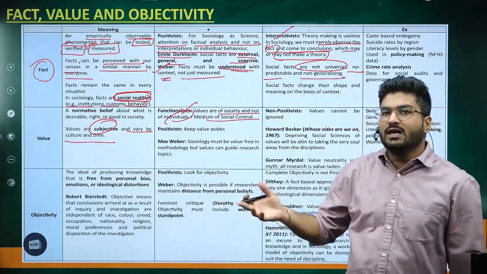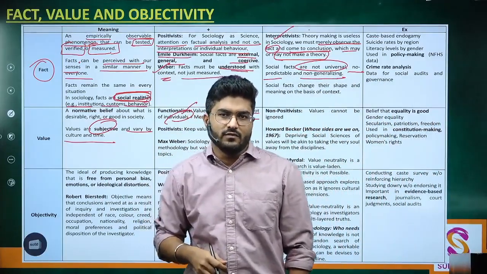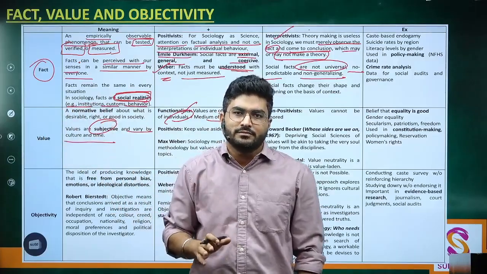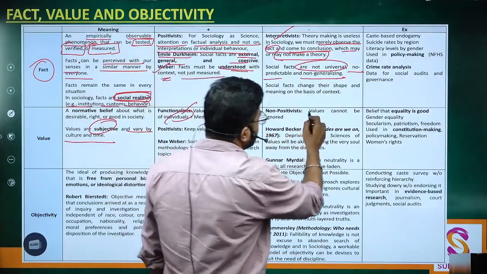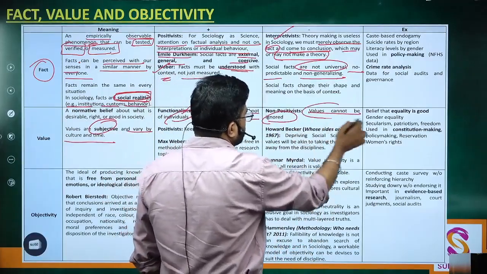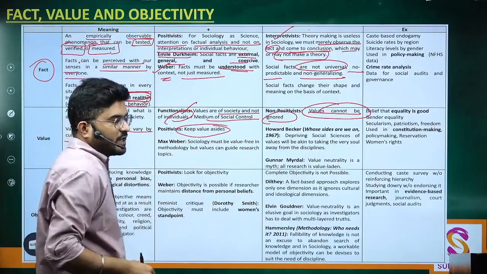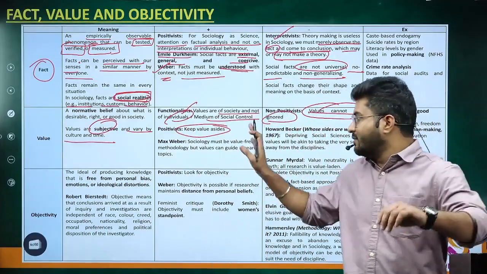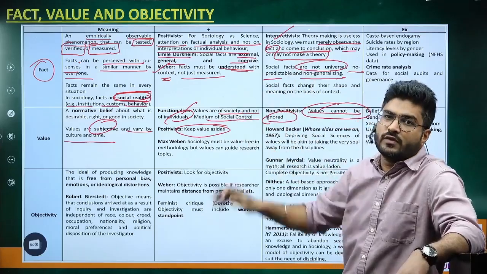How the family and the school have taught them to behave in this particular manner. For example, if pink is for girls, that is based on socialization. For non-positivists, values cannot be ignored in sociological studies, but for positivists, we have to keep these values aside whenever we are doing a sociological study. They say that we should not give importance to values, but non-positivists say we have to give importance to values.